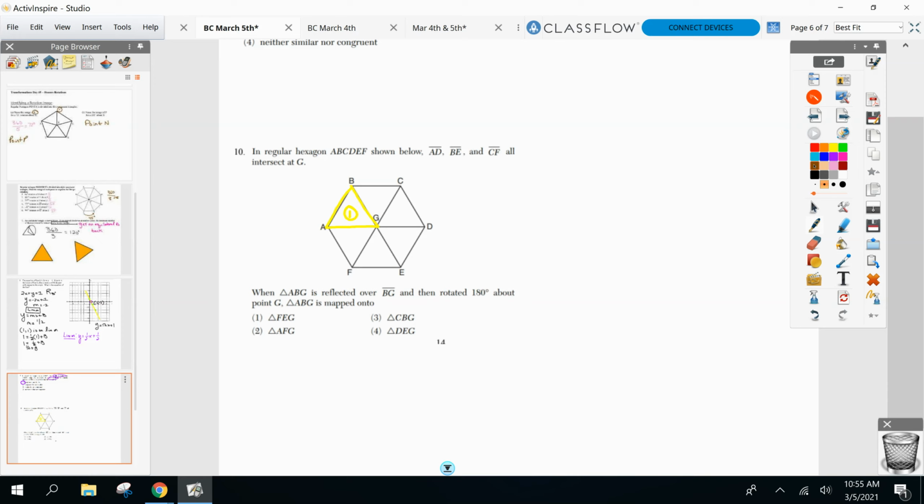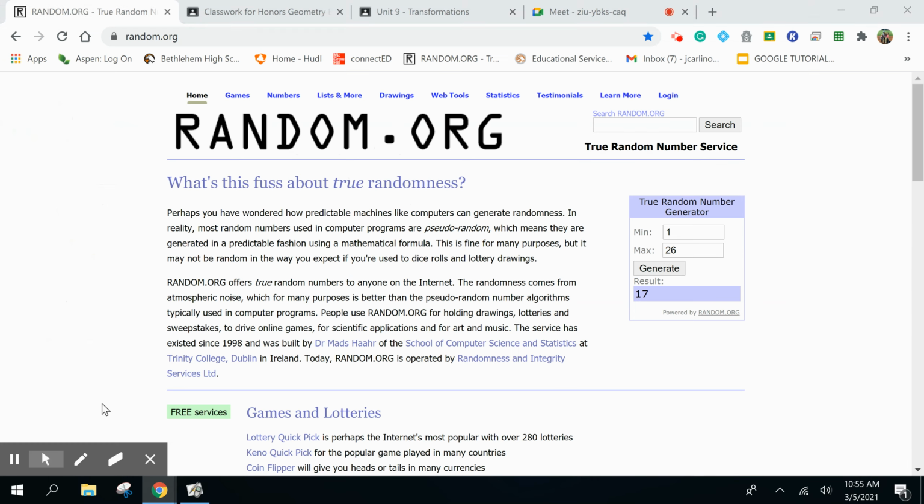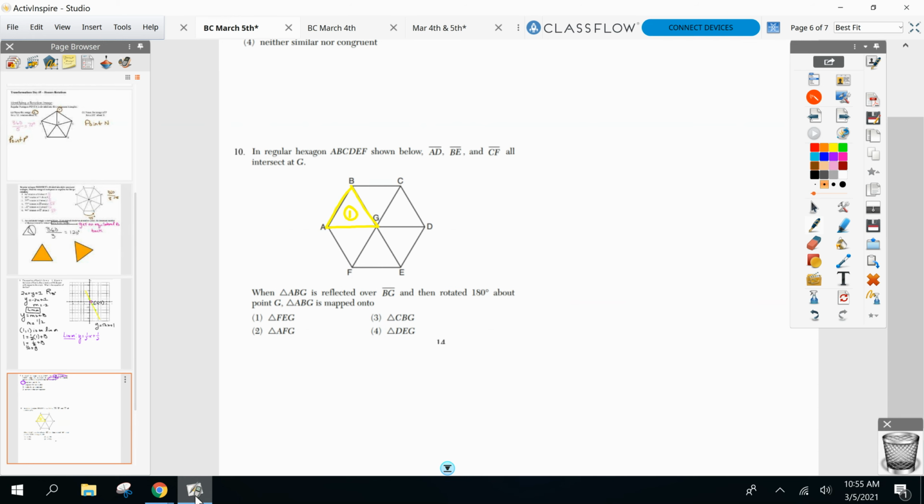All right, after you reflect over BG, what triangle does it turn into? Hannah, what triangle does it turn into? GCB, good. So everyone, first step, reflect over BG, and it becomes triangle BGC. Next, rotate it 180 around point G. And remember, this is a hexagon. 180 degrees.